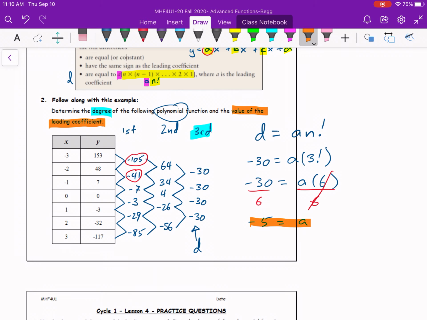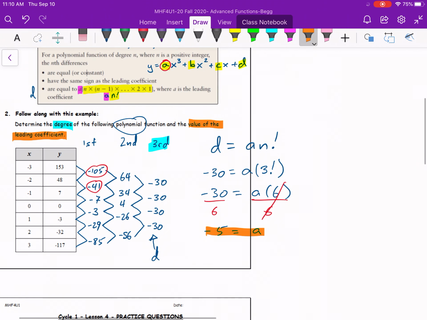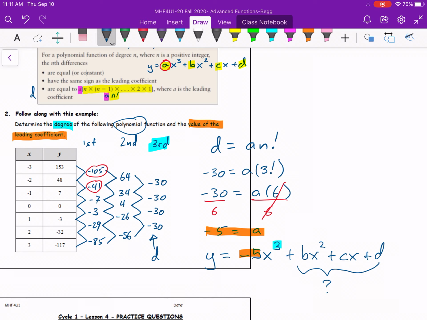And so that would be the value of the leading coefficient. So in other words, if I was to write out the equation for this polynomial, I don't know what it is, but I do know it's going to begin with negative 5x cubed, because I've got the leading coefficient, and I've got the degree, and then there could be some other terms. There could be a squared term, there could be a linear term, and there could be a constant term. But this part is all unknown to us. That's not anything that we can figure out from this part.